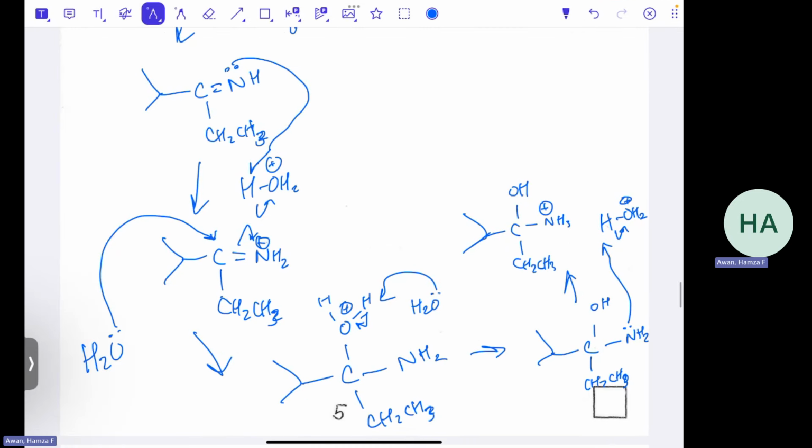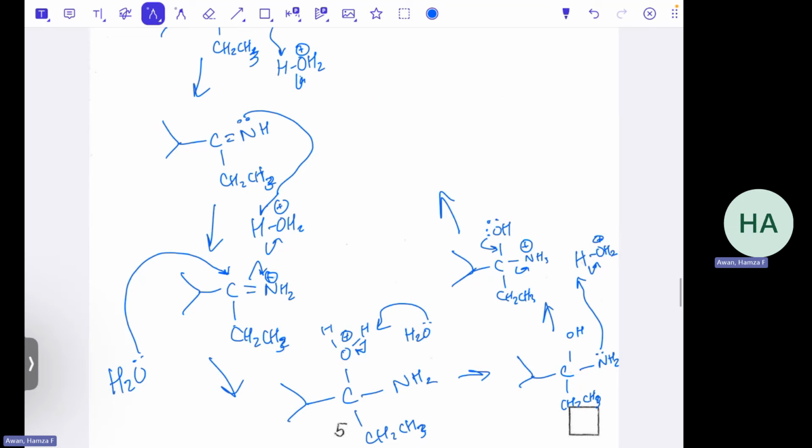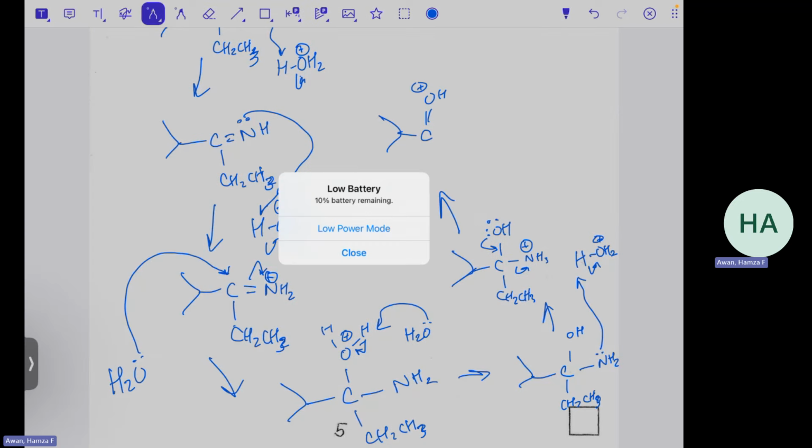And now what we can use is resonance. So we know that oxygen has two lone pairs on it, and NH3 is a good leaving group. So this oxygen is going to create this double bond, and this bond with the NH3 is going to break. So the NH3 is going to want to leave. So the product for that step is going to look like this. We have the C double bond OH positive.